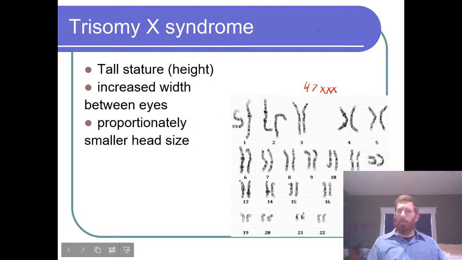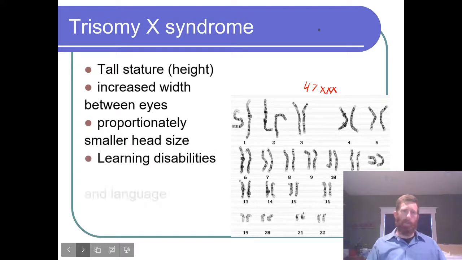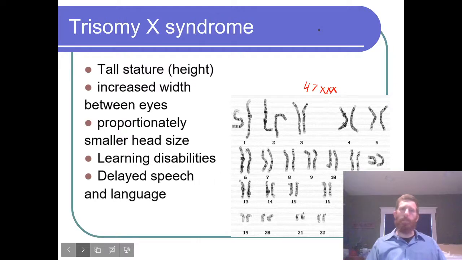Proportionally smaller head sizes, so kind of like cri du chat, right? Microcephaly. Learning disabilities, kind of like Down syndrome, right? Delayed speech and language, which could be a cause of the learning disabilities or could be caused by the learning disabilities. It's nature versus nurture, right? It's that age-old question.